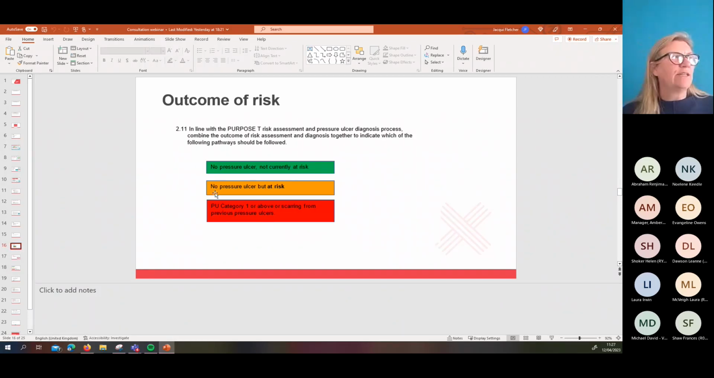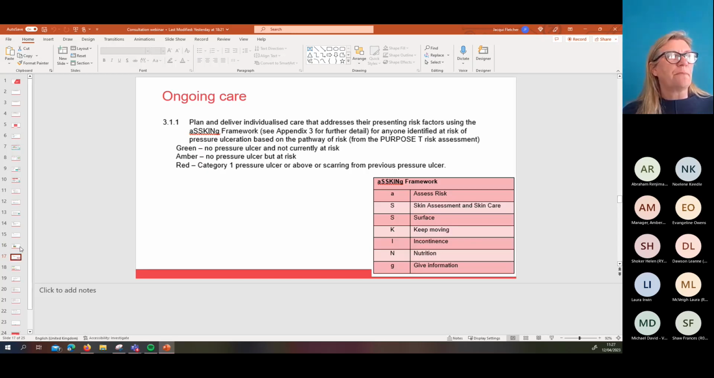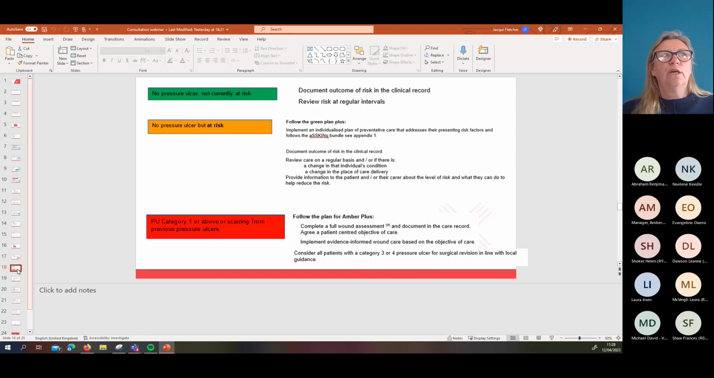So this is the pathways that I talked about previously, and in the recommendations we have put the guidance about what you do based on these colour categories. So the ongoing care talks about following the asking framework, and you can see it reminds you what the asking framework is. And in the appendices, there's a little bit more detail about what might be underneath there. And there's a reiteration there of the colours. What the recommendations do is tell you what level of care goes for each colour pathway.